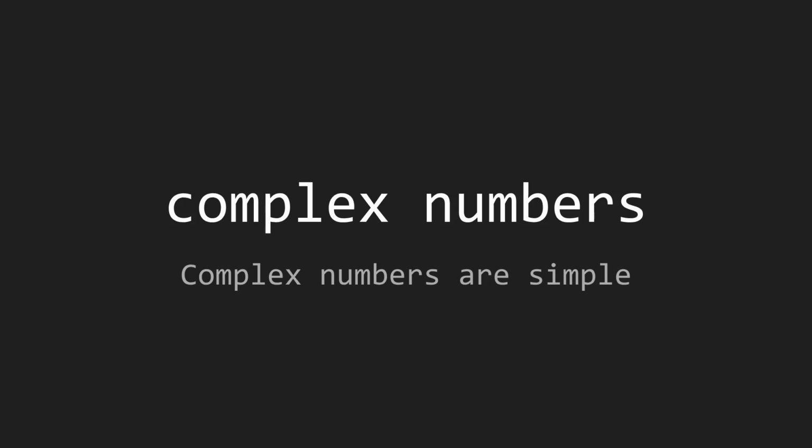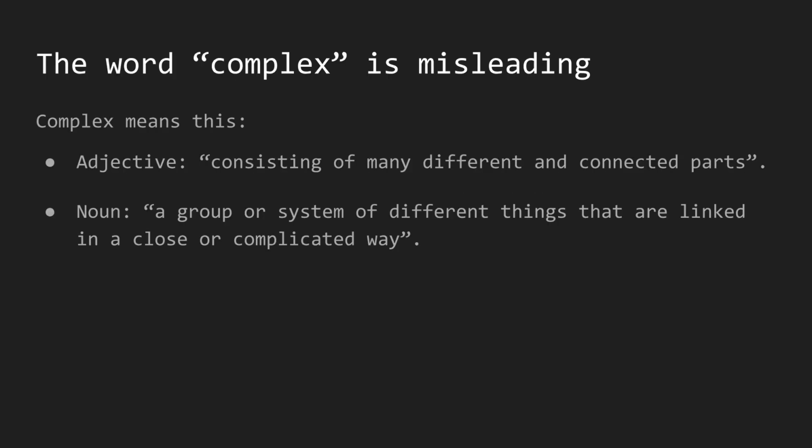This video is about complex numbers. They are not as complicated as their name suggests, and in fact, they are quite simple. The word complex is misleading. It means consisting of many different and connected parts, or a system of linked things. Complex numbers are simpler than this definition.